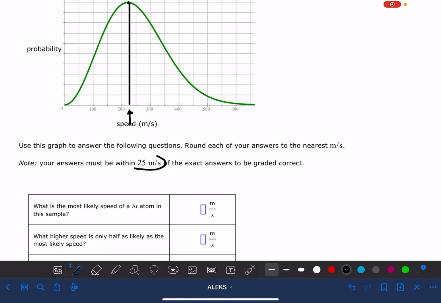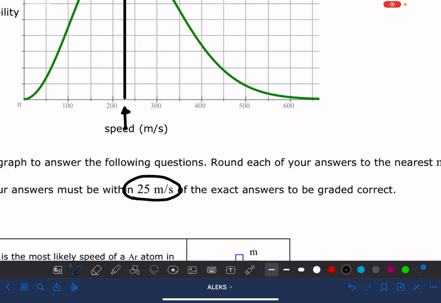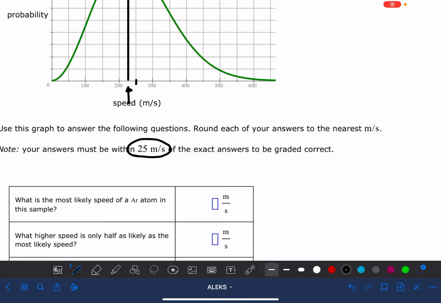ALEKS is giving you quite a bit of wiggle room. You have to be within 25 meters per second. So I feel like you can probably do that just by estimating. This is clearly 250. So I think that our most likely speed is going to be 225.